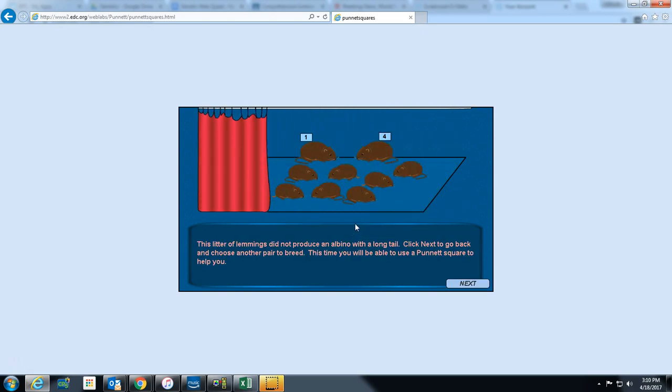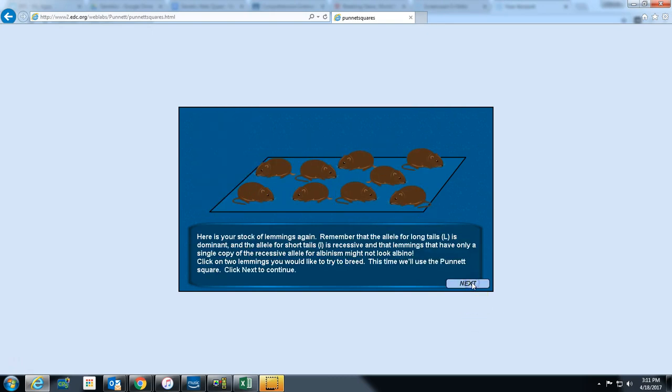The litter of lemmings did not produce an albino with a long tail, okay? So none of them did. So they all had long tails. Ooh, look, some of them had short tails, which means they were carrying the recessive allele for short tails. Let's see next time. Here's my stock of lemmings again.